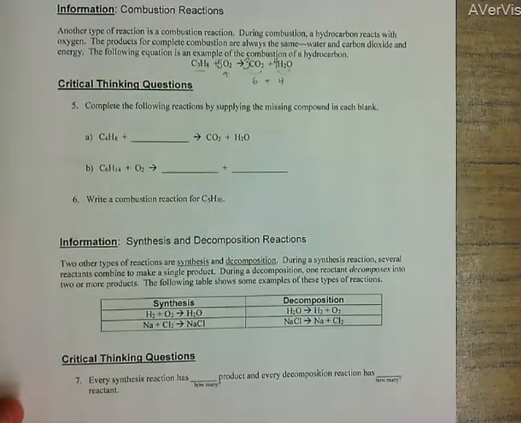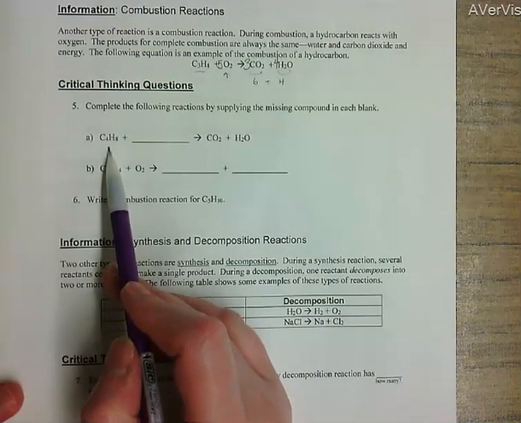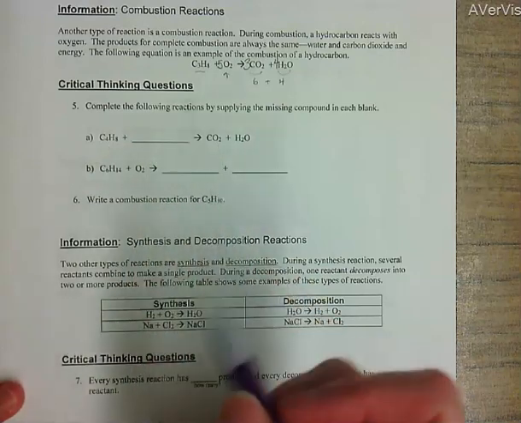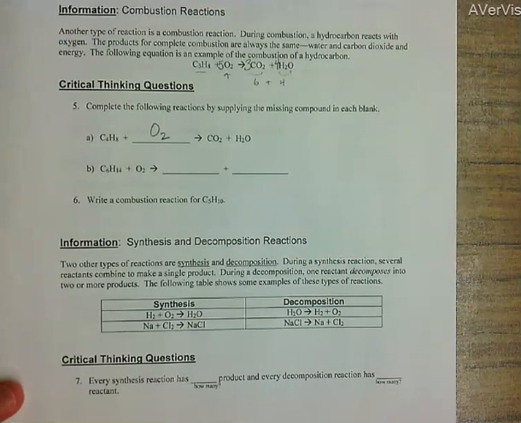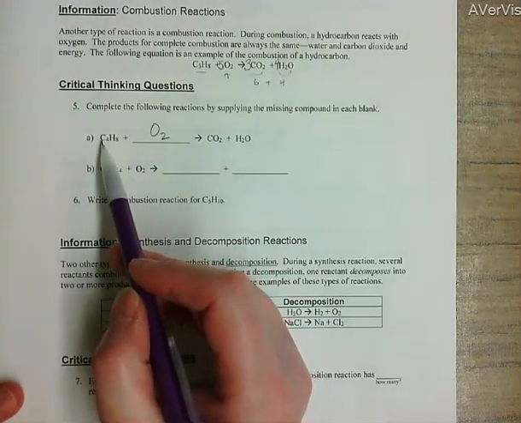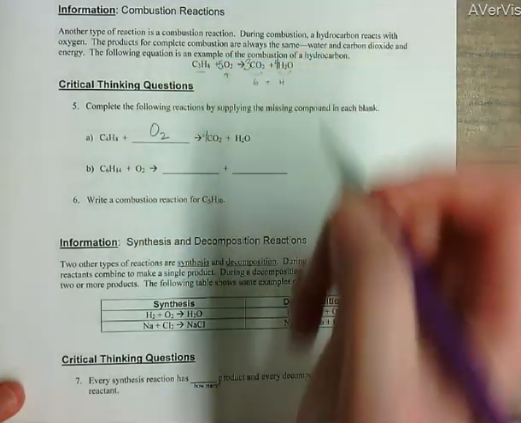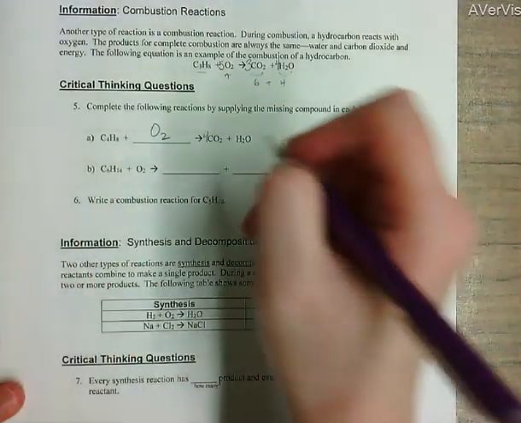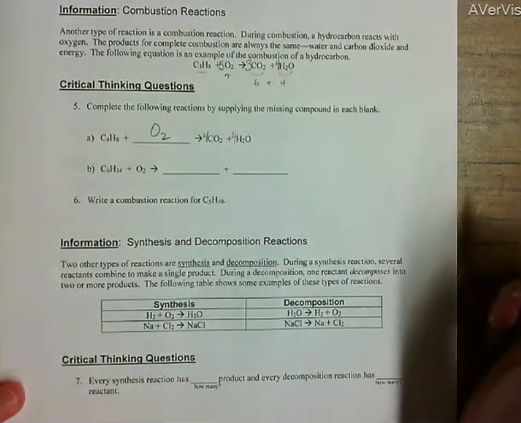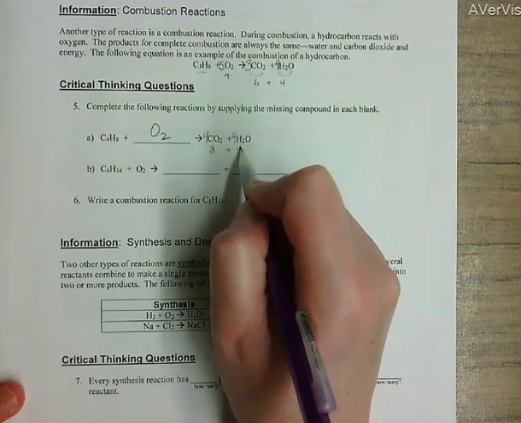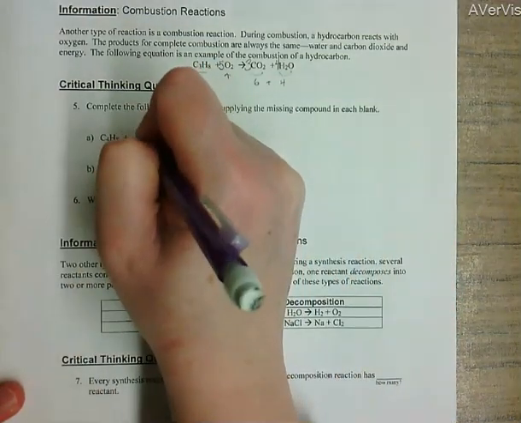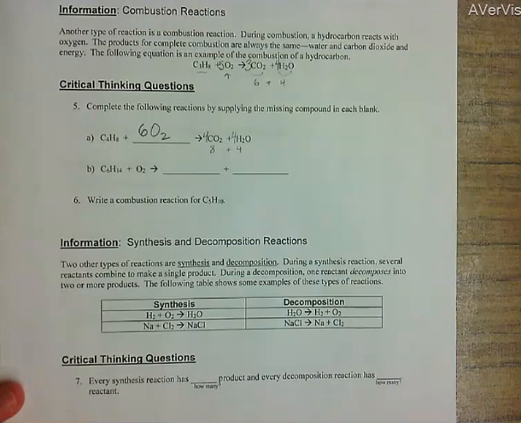Number 5 asks us to complete the following reactions by supplying the missing compound in each blank. Again, for a combustion reaction, what's missing here is the oxygen. And it's always O2 because remember, it's part of our Hoff-Brinkel, and it always has to be diatomic. Now, balancing this, 4 carbon, so I need a coefficient of 4 in front of carbon dioxide. 8 hydrogen, so I need a coefficient of 4 in front of water. So I have 4 times 2, 8, and 4 more here, which makes 12. So I need a coefficient of 6 in front of oxygen.